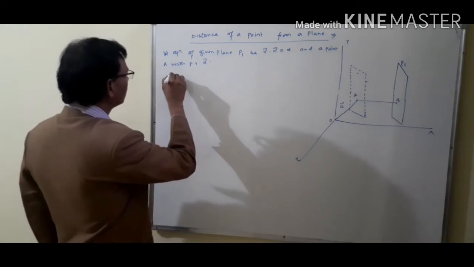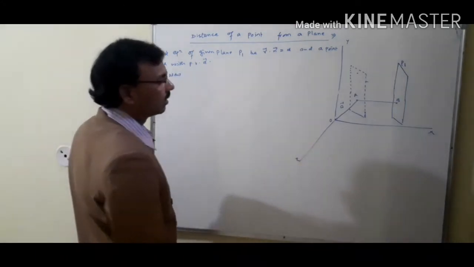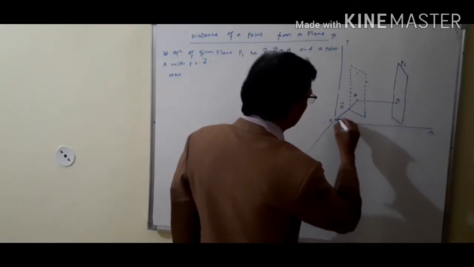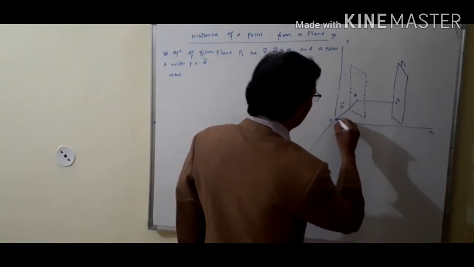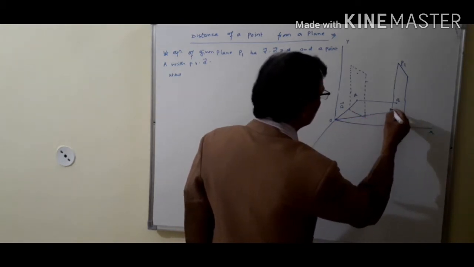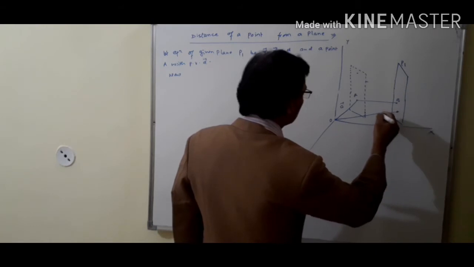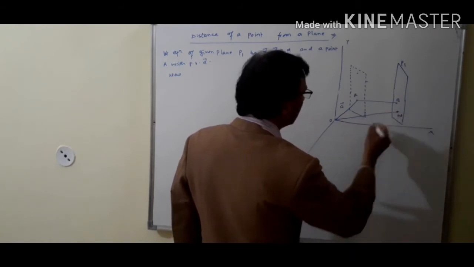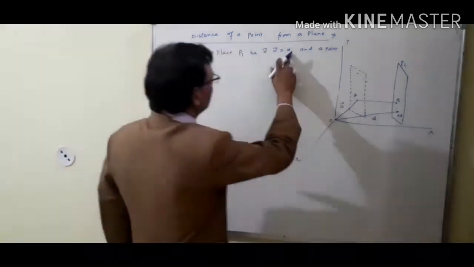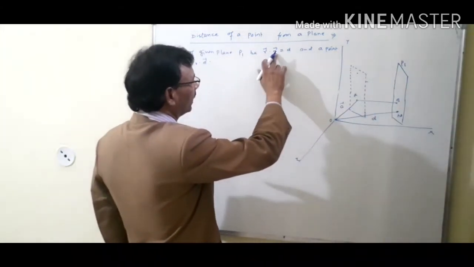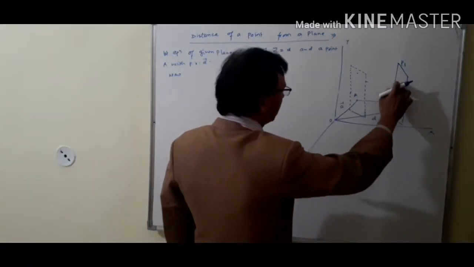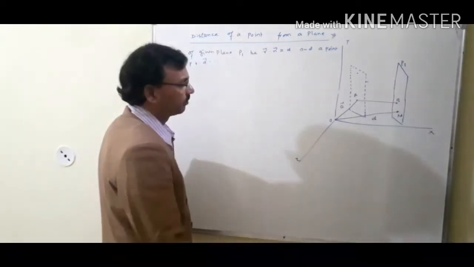Now, if we draw a perpendicular from O to P1, suppose ON, and the magnitude of ON is D. This is given here: R dot N vector equal to D. D means the distance of the P1 plane from the origin.